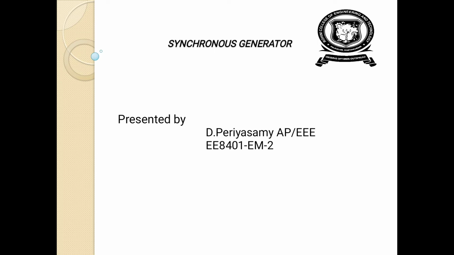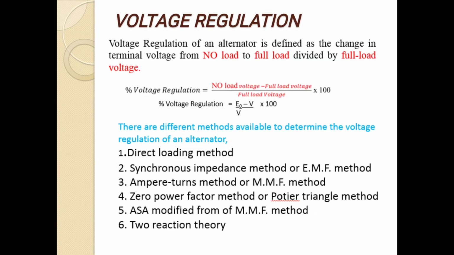Today we are going to discuss the topic regulation of alternator. Voltage regulation. The voltage regulation of an alternator is defined as the change in terminal voltage from no load to full load divided by the full load voltage. Voltage regulation is equal to no load voltage minus full load voltage, divided by full load voltage, into 100. So voltage regulation is equal to E naught minus V divided by V into 100.